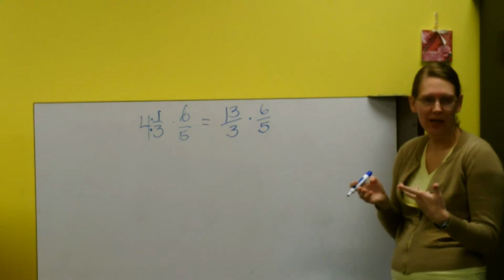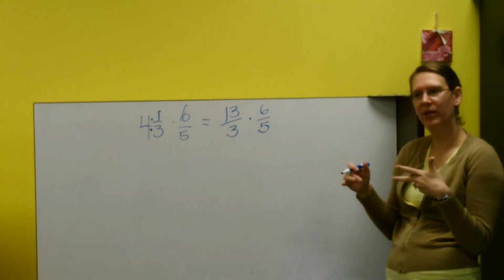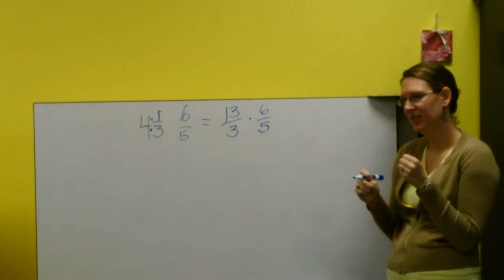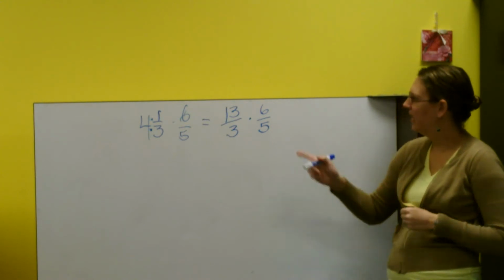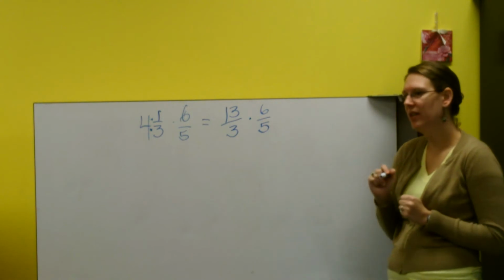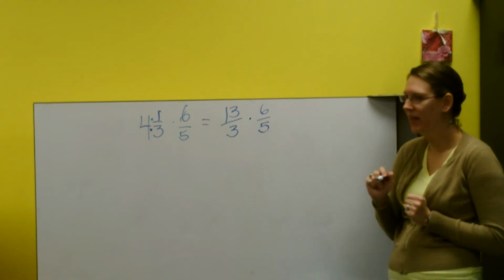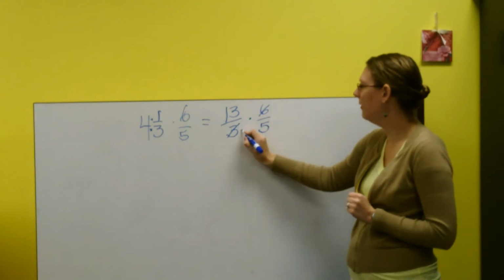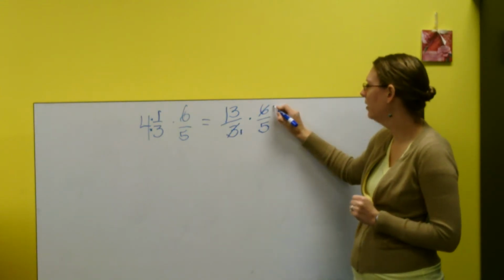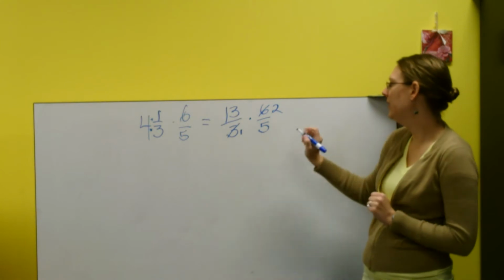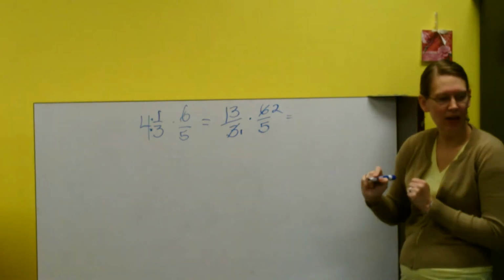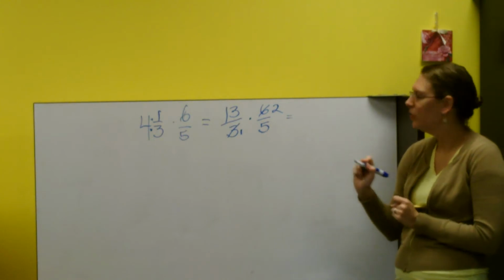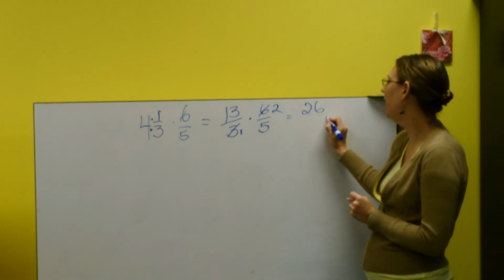The first question we can always ask ourselves, Destiny, is can it be simplified? Good. So can this be simplified at all? What do you want to simplify? 3 and 6. By what? By 3. Good. 6 would be 2. So now we have 13 times 2. Jamaica, what's 13 times 2? 26. Good.